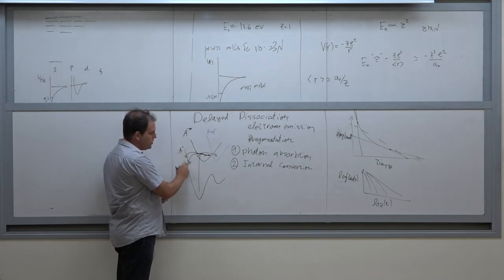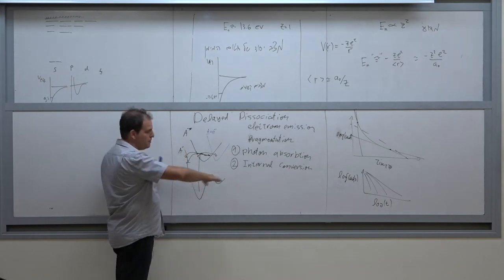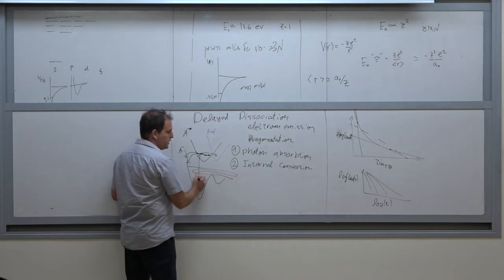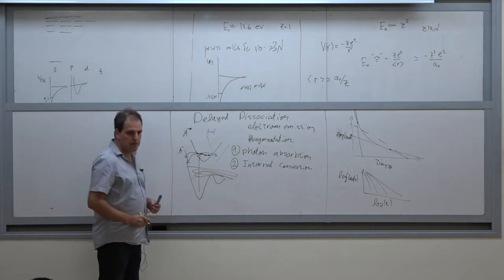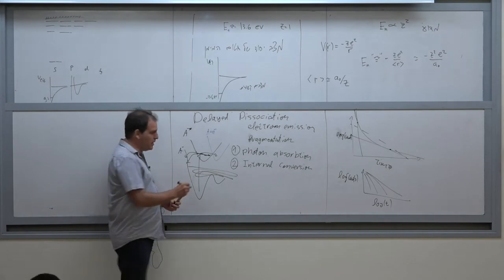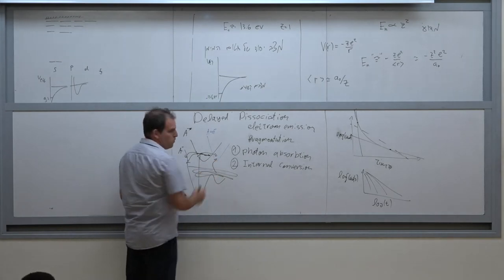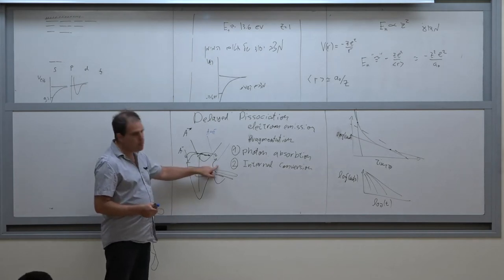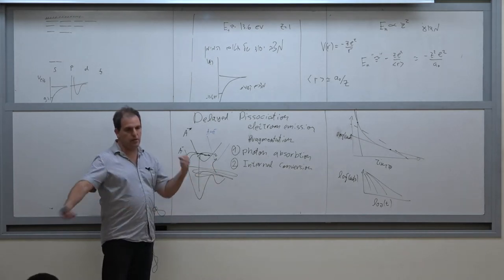And now your energy is dissipated among many, many degrees of freedom. So you're running around a very complicated landscape. And there's a small probability that from here you'll go into here. Okay? And this small probability is what gives you these very long time scales.